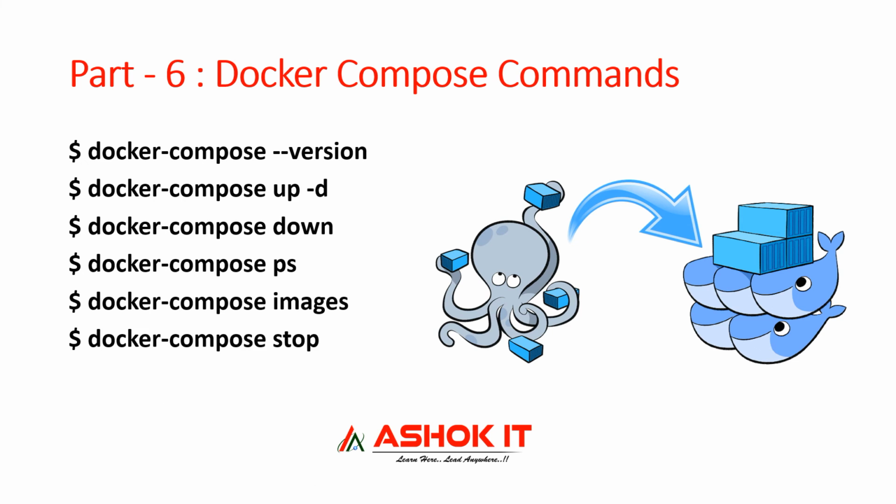Docker compose images: what are the images used by our docker compose, we can see them using this command. Docker compose stop command is used to just stop the containers. Down command will stop and remove the containers also. Stop is just to stop the containers. Compose start is used to start the containers which are in the stopped state. So remember, up command will start the containers, down command will remove the containers, ps command will list down the containers, stop command will stop the containers, start command will start the containers.